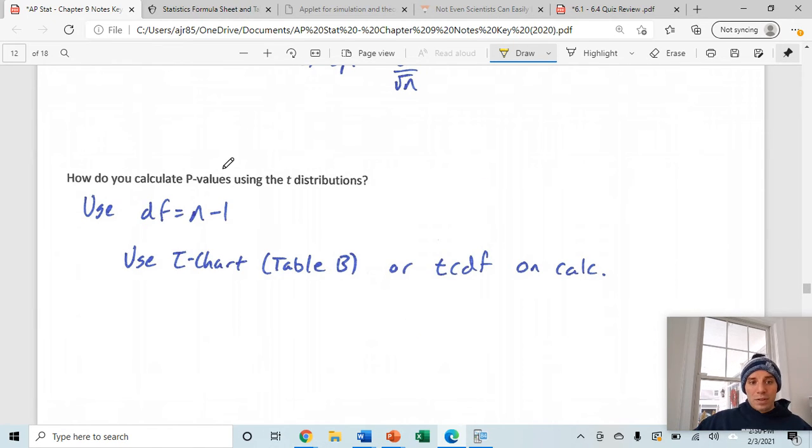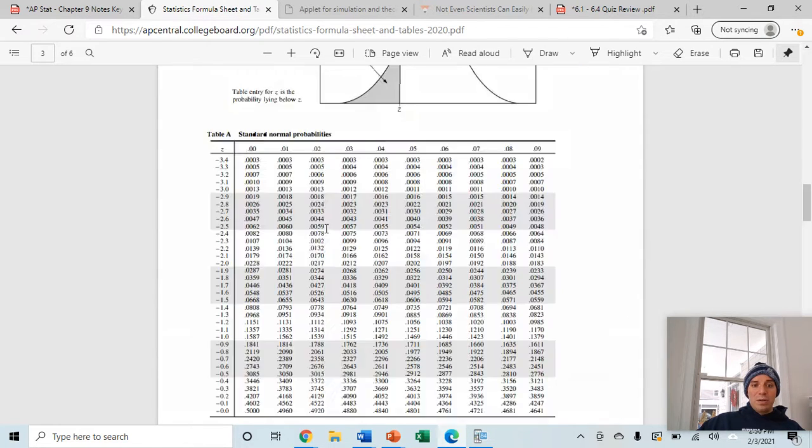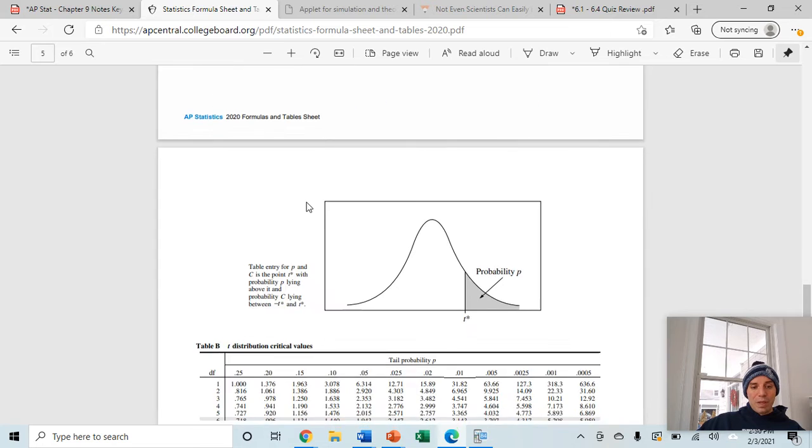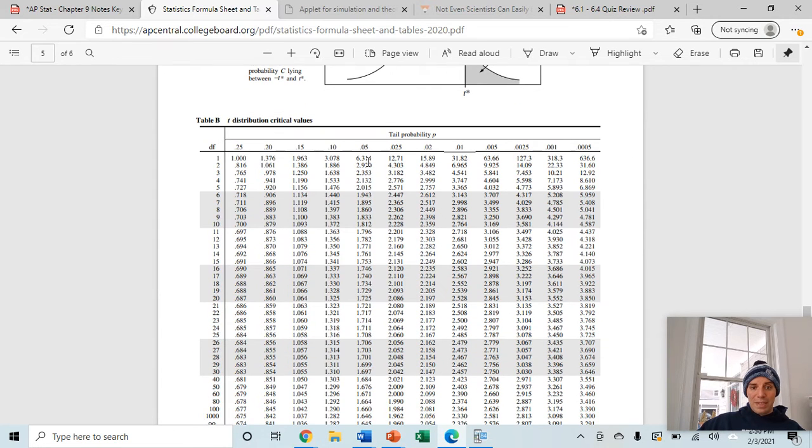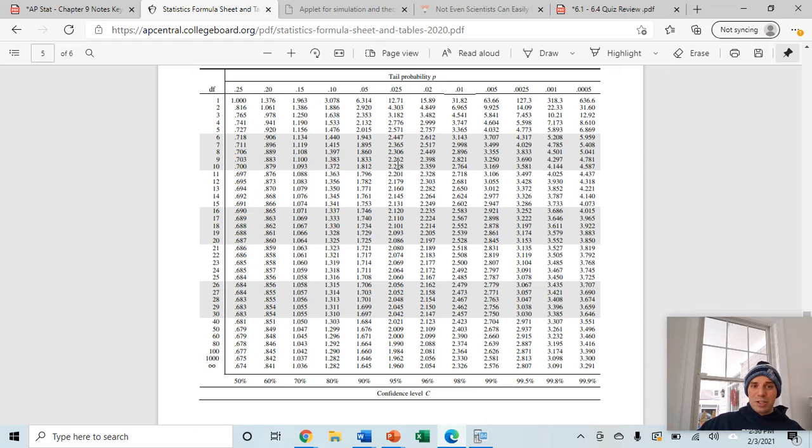Similar to what we saw with intervals, when we're talking about how you find the p-value, we use degrees of freedom of n minus 1. And then we can use the t-chart, table B, or t-CDF on the calculator. If we use the t-table or table B here, what you're going to see is you're never going to get an exact probability or an exact p-value. You're going to find that it's in between this and this, or it's in between this and this, and so on and so forth.